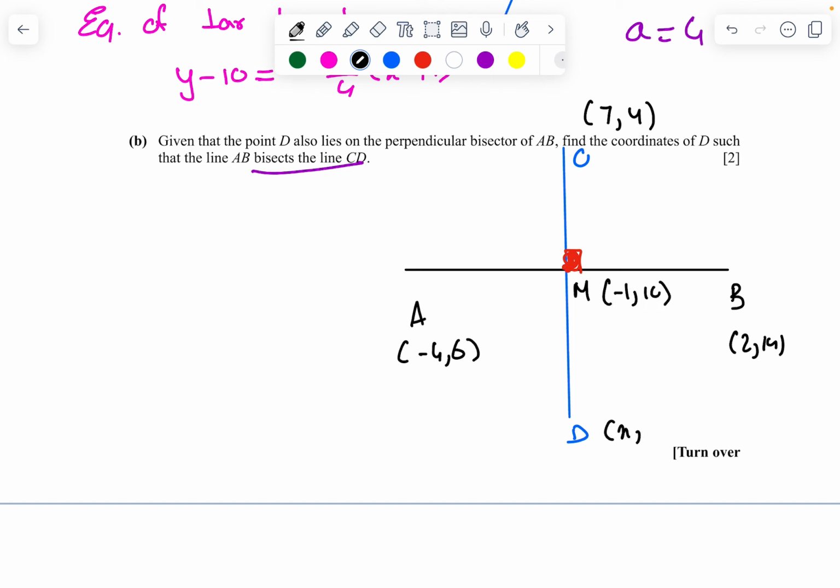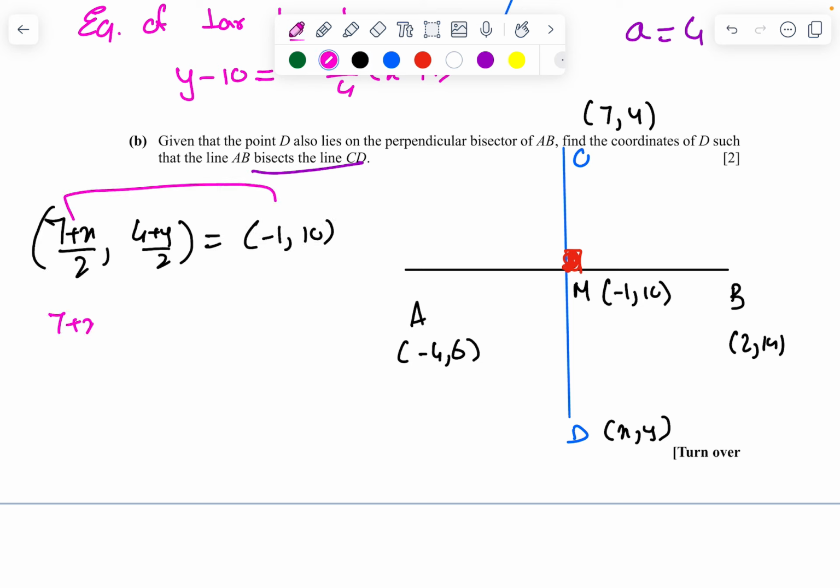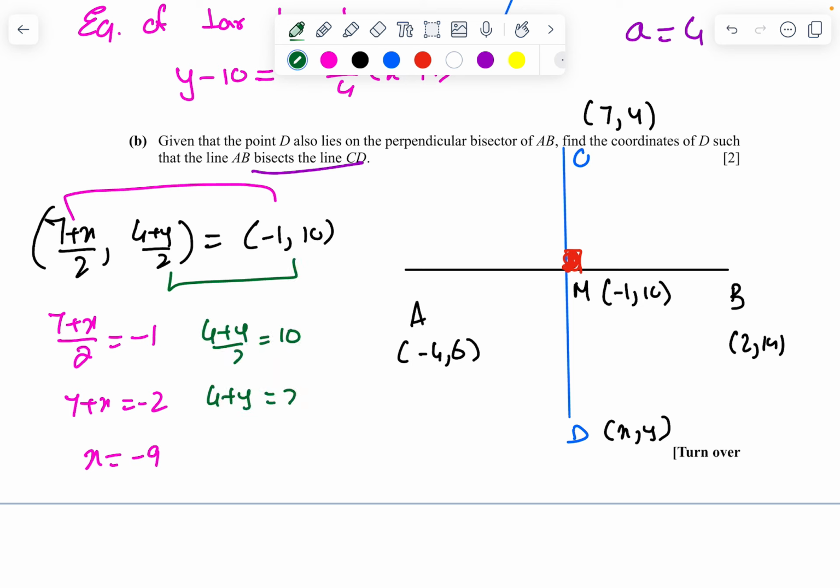So we are supposed to find (x, y). So ((7 + x)/2, (4 + y)/2) equals (-1, 10). Equate it out. (7 + x)/2 equals -1, 7 + x equals -2, x equals -9. (4 + y)/2 equals 10, 4 + y equals 20, so y equals 16.